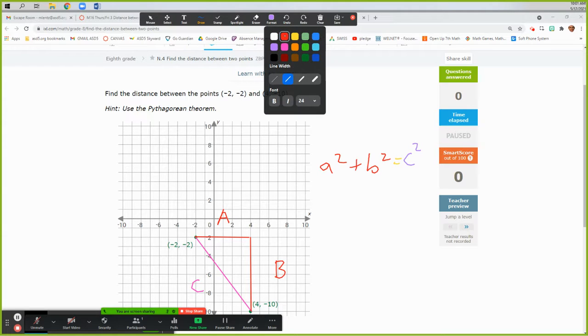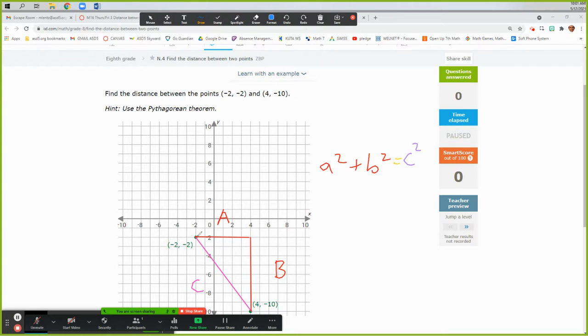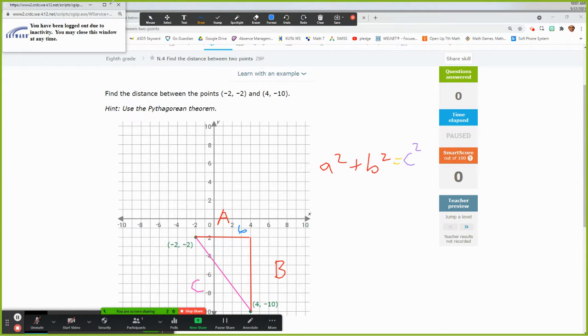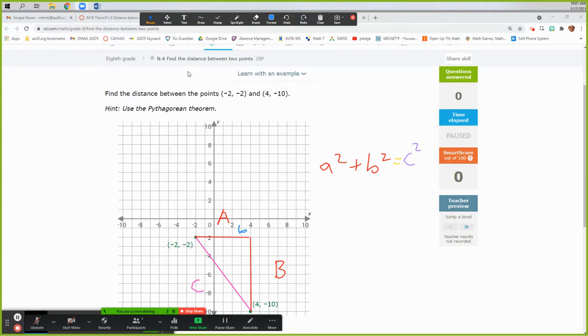All right. So now, first thing we're going to do is we need to count A. How big is A? 1, 2, 3, 4, 5, 6. So we see that A is 6. Get this out of our way. Then we see that B is 1, 2, 3, 4, 5, 6, 7, 8. And then C is the thing we're missing. So we have the leg A, we have the leg B, we're missing the hypotenuse, which is C.